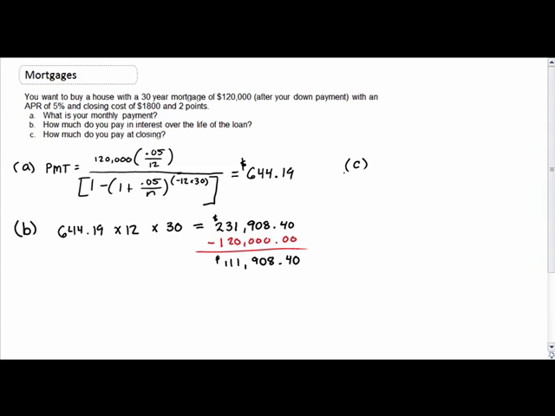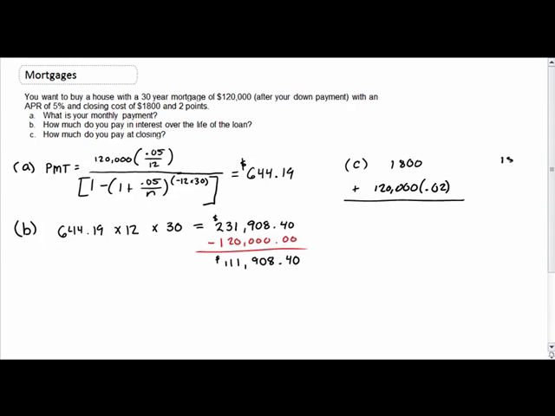C says, how much do you pay at closing? Well, the closing costs are $1,800 plus 2 points. Remember, your points are not 100,000, it's 120. Your points, you take your loan amount, every point is 1% of your mortgage amount or your loan amount. So if it's 2 points, it's 2%.